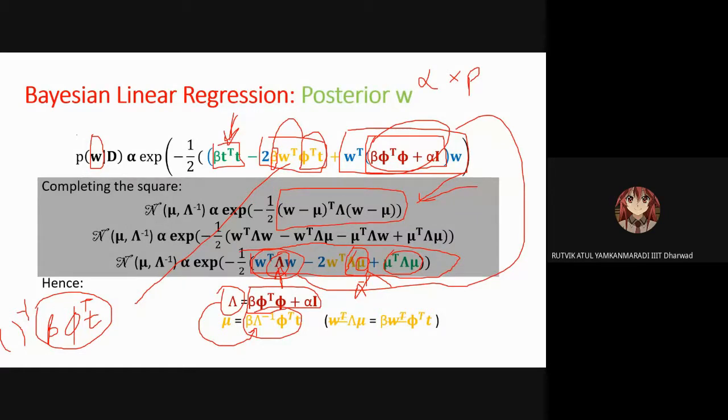Normal Gaussian, I'm not sure. Anybody else? What Gaussian am I deriving here? Or distribution, not specifically Gaussian. What distribution am I deriving on the slide? Posterior. Posterior, very good. Posterior of what? W. W, right?